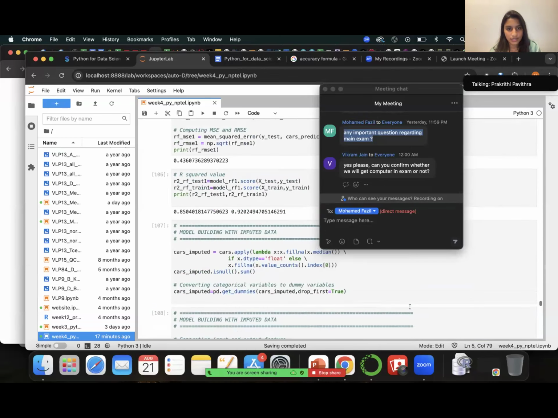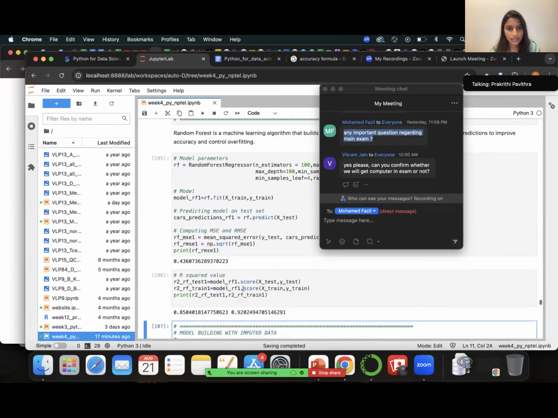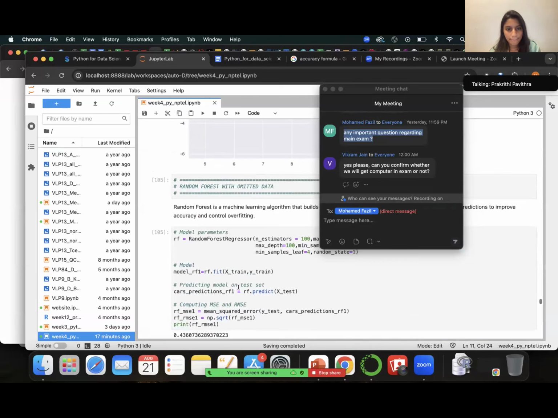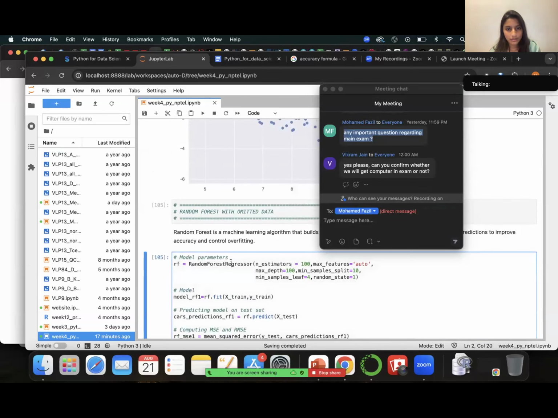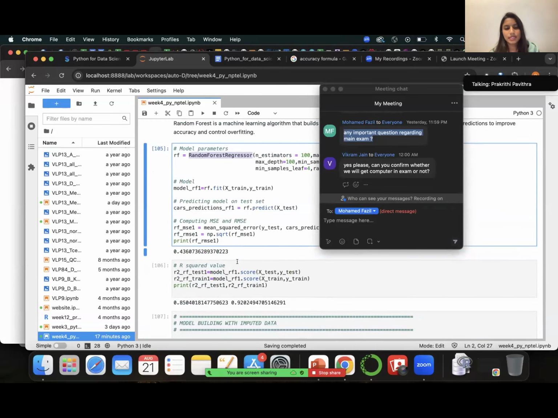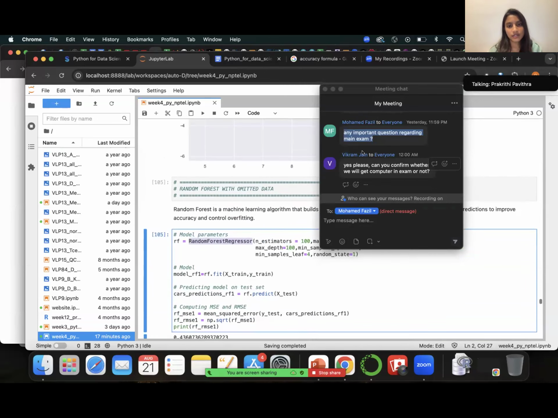That is one thing. Or they can ask, like, what does this do? What is this function? Such things. So if you just understand what we have done and what lines we have used and why we are using it, that should be good enough. Yeah, I will confirm that.